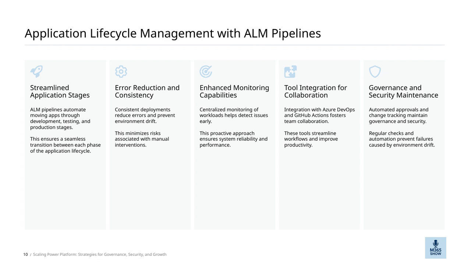Next, regular checks and automation are essential to prevent failures caused by environment drift. Environment drift happens when the different stages of development, testing, and production get out of sync. Automating routine checks helps catch issues early, ensuring consistency across environments and reducing unexpected errors down the line.